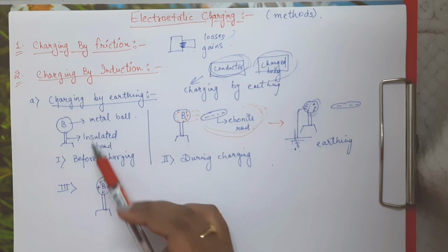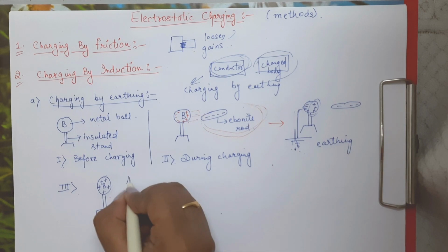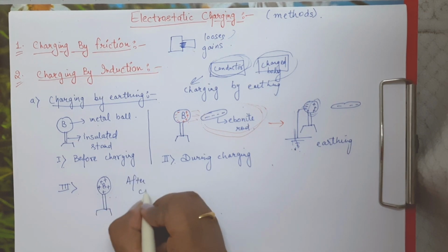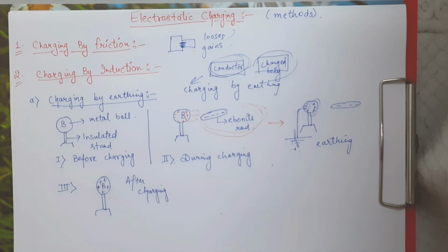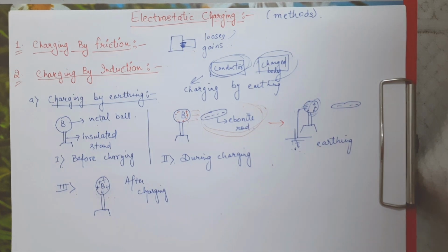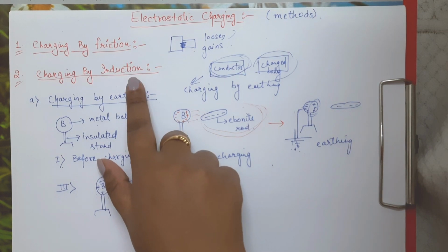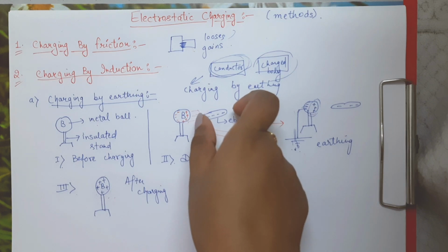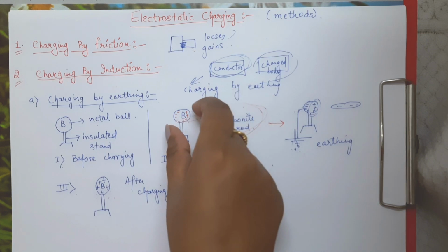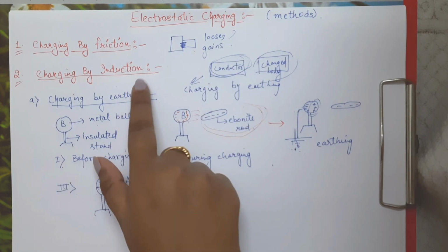This is the method of charging by earthing. So this is the third case, which is, you can say, after charging. Right, so this way you can charge a conductor by earthing. So basically, what is induction? Induction is something in which we introduce a charged body, and due to that charged body, an uncharged body gets the distribution of charges. This is basically what is induction.